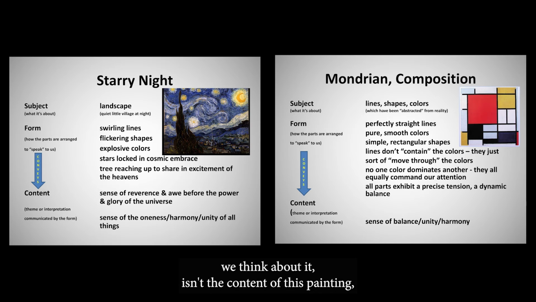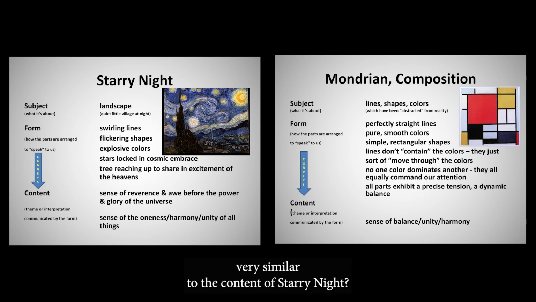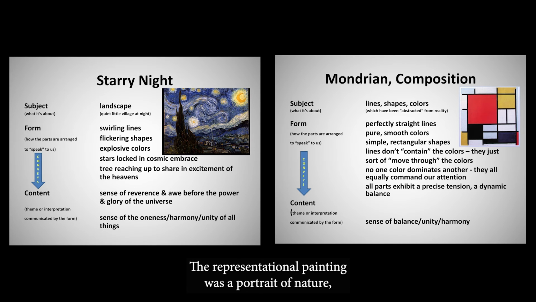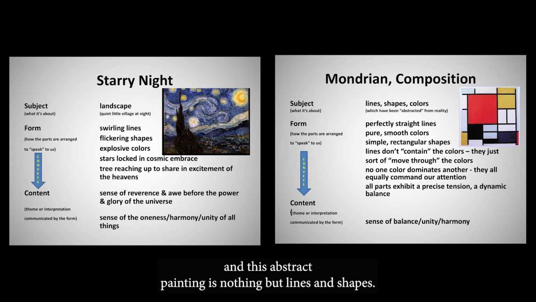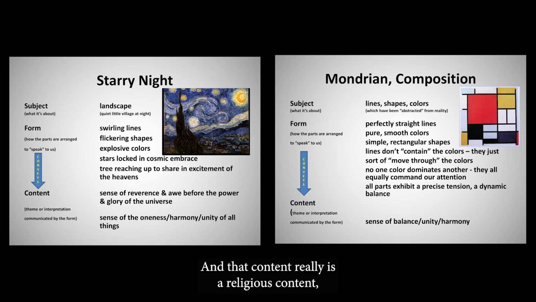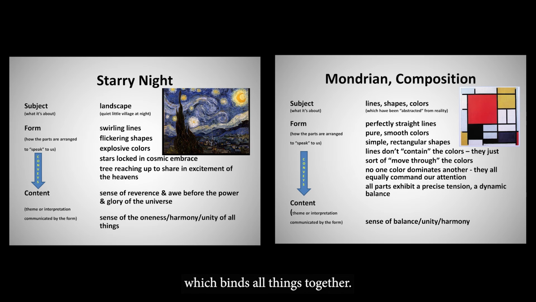And now that we think about it, isn't the content of this painting very similar to the content of Starry Night? Aren't both trying to get across the theme of the oneness and the unity and the harmony of all things? The subject is different, of course. The representational painting was a portrait of nature, and this abstract painting is nothing but lines and shapes. But in each case, the form works to bring out a similar content. And that content really is a religious content. Religious in the sense of an underlying unity and a harmony which binds all things together.